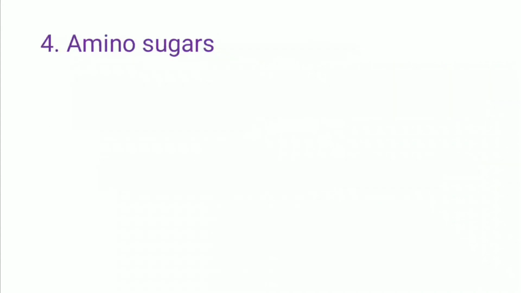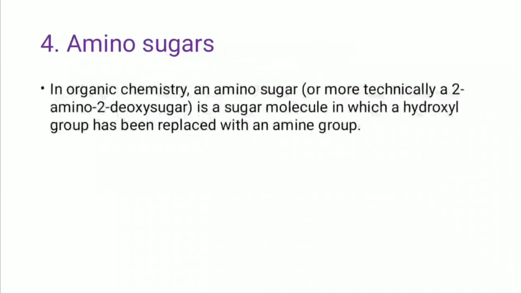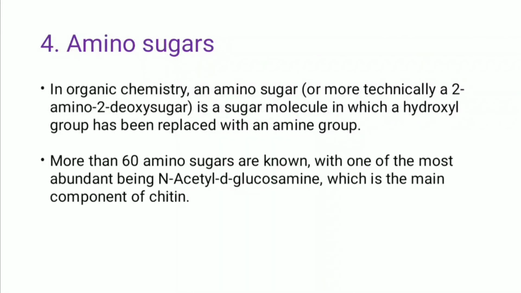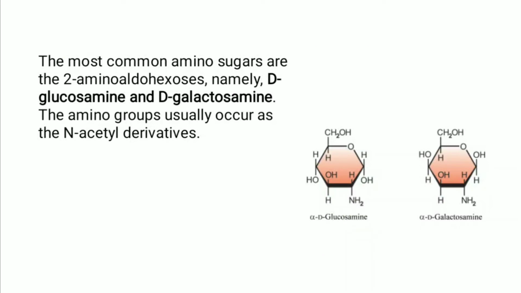Fourth is amino sugar. In organic chemistry, an amino sugar is a sugar molecule in which a hydroxyl group has been replaced with an amine group. More than 60 amino sugars are known, with one of the most abundant being N-acetyl-D-glucosamine, which is the main component of chitin. This is an example of amino sugar.